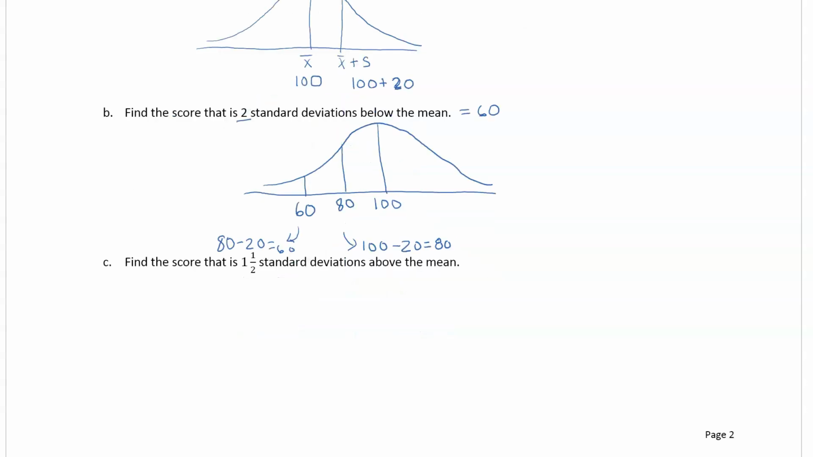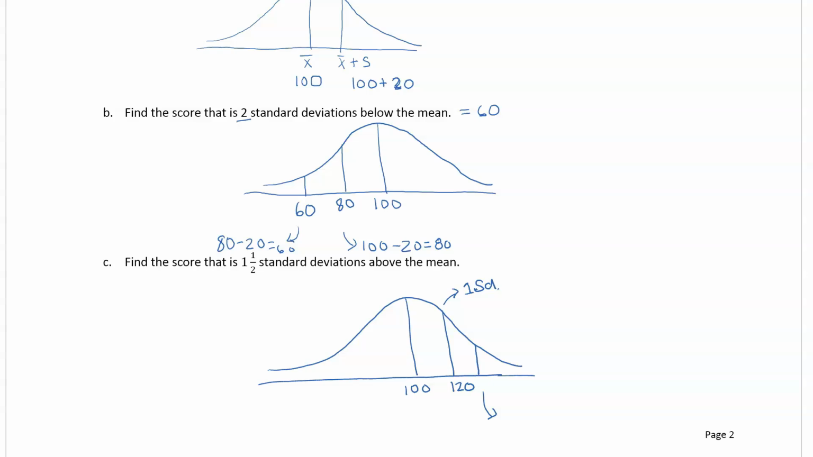Now on to part C. 1.5 standard deviations above the mean. So again, I'll draw the normal distribution. Then I'll add the mean in the middle. And we already know what the first standard deviation is above the mean because we did it in part A. So I will put that down as 120. But this is only 1 standard deviation above the mean. The problem asks for 1.5 standard deviations above the mean. Since 1 standard deviation is 20, that means a half of a standard deviation is 10. So I will add the 10 to the 120, and that gets me to 130. That is the score for 1.5 standard deviations above the mean.